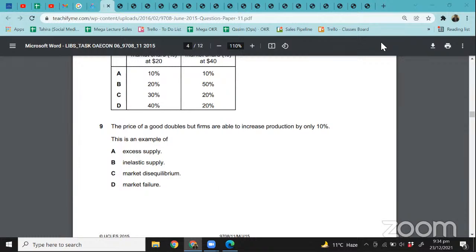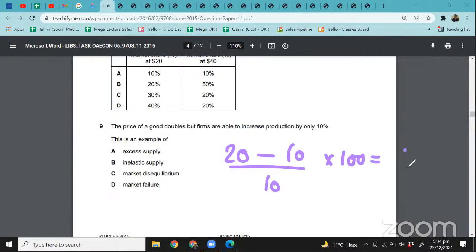Whenever anything doubles, this means that there is an increase of 100%. Think about this: if the new price is 20 and the previous price was 10, then the change is 10 divided by 10, which gives you 1. 1 multiplied by 100 gives you 100%, right? So whenever something doubles, there's a 100% increase.